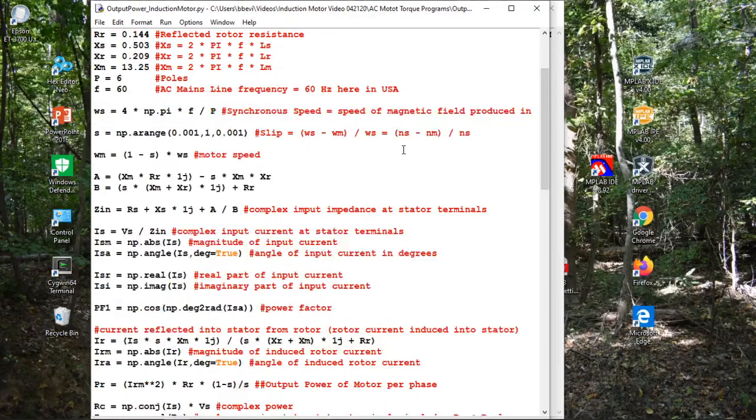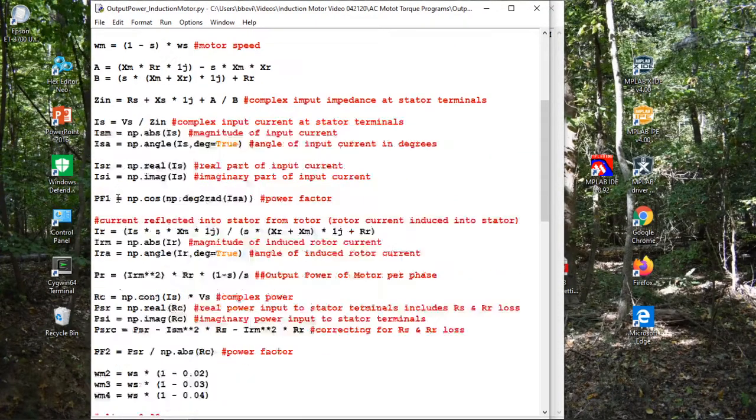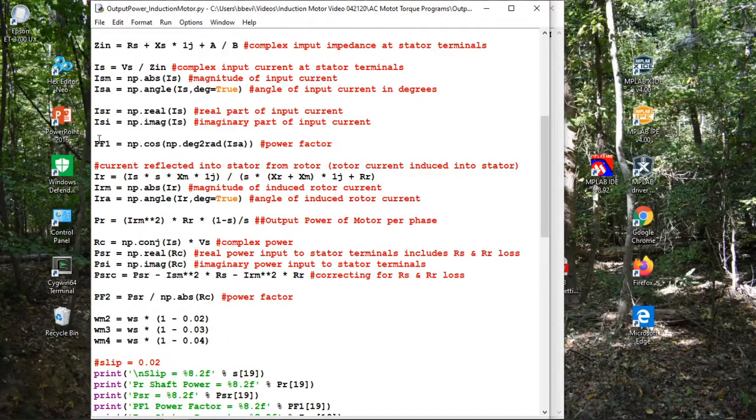This is the output power. So we got a lot of the same stuff here that we've been calculating for the ZN, the ISs, the IRs. Here I've gone in and calculated the power factor. Now I've got two ways of calculating, but I plotted them. They're the same, which makes sense.